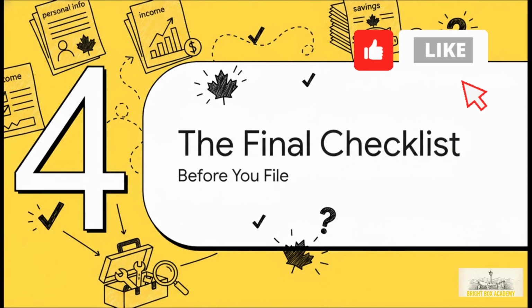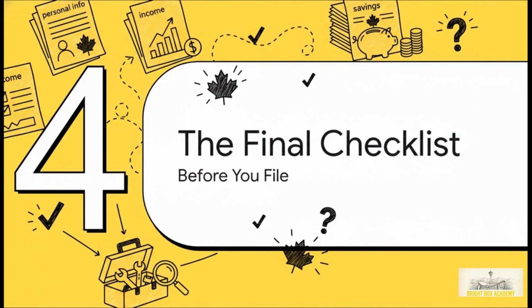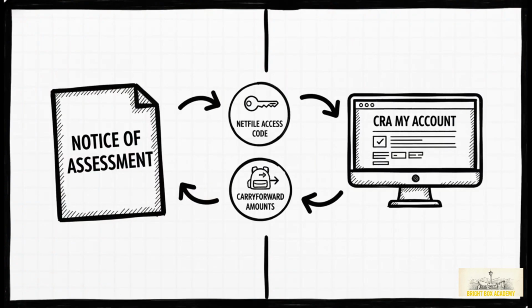We are in the home stretch now. We have our personal info, we have our income documents, and we have our savings documents. So it's time for one last final check just to make sure our toolkit is complete and we're ready for anything. Now, if this isn't your first time at the rodeo, there are a couple of extra things that'll make your life way easier. Your NETFILE access code can be helpful, and also any carry forward amounts from previous years, like unused tuition credits.